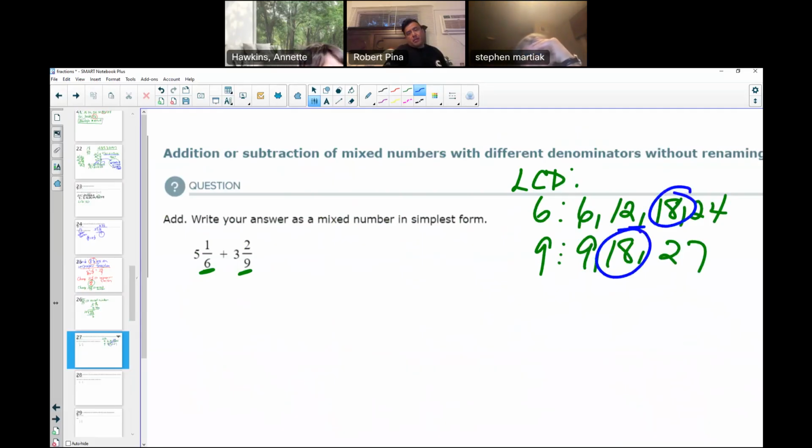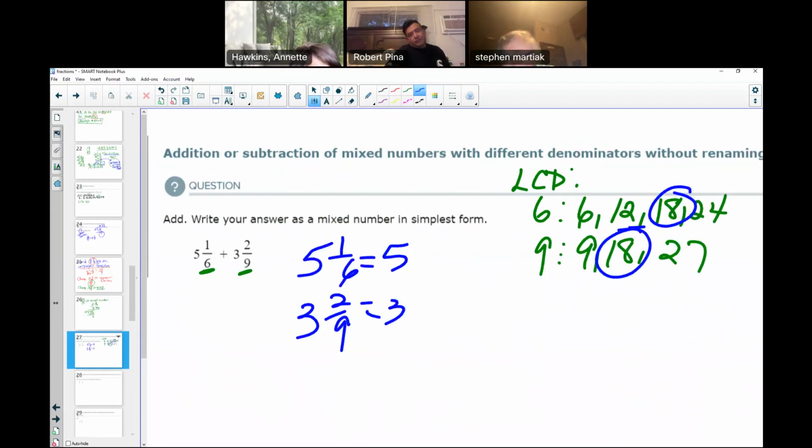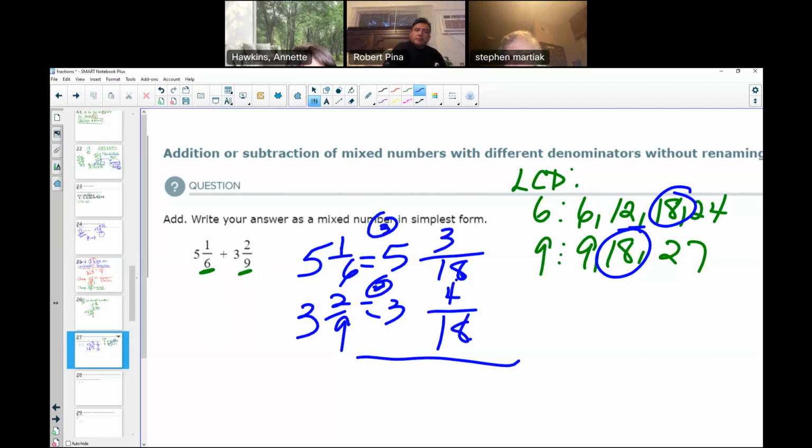So we come over here, we say 5 1/6. 3 and 2/9. Write your whole numbers. Put your least common denominator, 18. 6 will divide 18 3 times. 3 times 1 is 3. 9 will go into 18 2 times. 2 times 2 is 4. 3 plus 4 is 7 18ths. 5 plus 3 is 8.